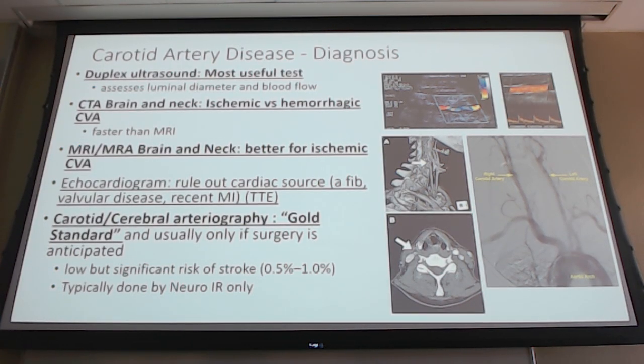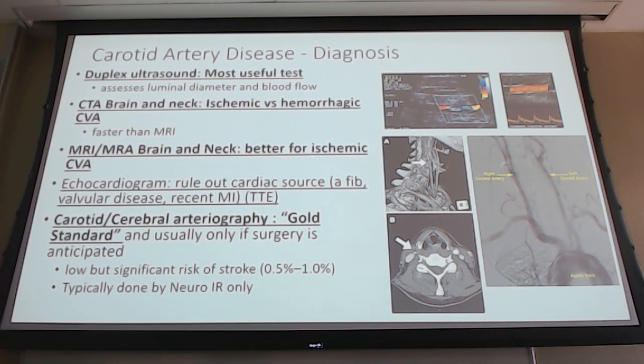And then the gold standard to actually diagnose carotid artery disease is a carotid and cerebral angiography. It is the gold standard. Once we get to angiography, it normally means that surgery is anticipated. If we go through the ultrasound, we go through the CTA, and it looks okay, we're not necessarily going straight to surgery because it's only 25% blocked and there's no signs of TIAs or strokes, then we can hold off on the angiography.